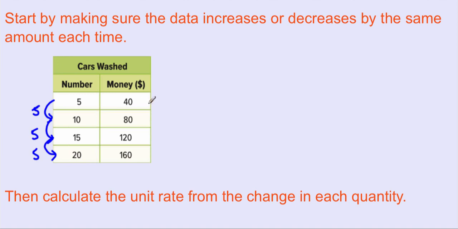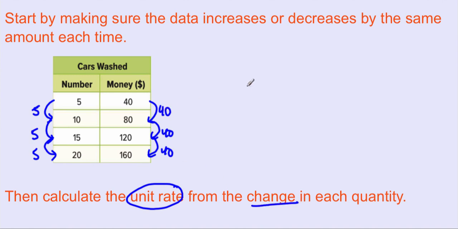Then we come over here. 40 up to 80. So it went up by 40. Then it went up by another 40. And it went up by another 40. What we do is we look for that equal or that consistent change each step for each one of our quantities. Then we go ahead and find the unit rate using that change.